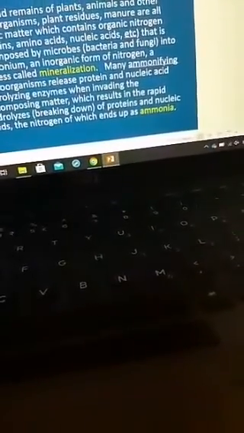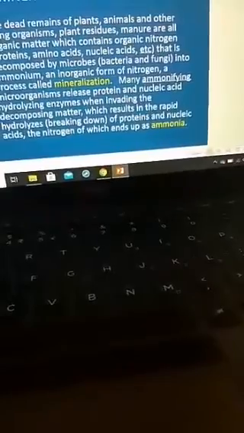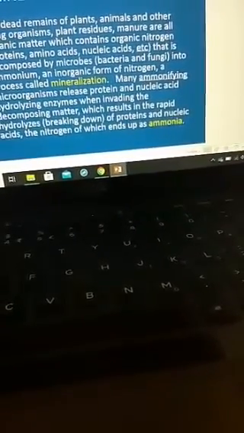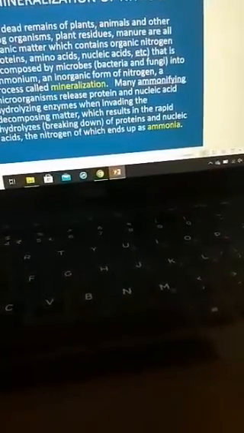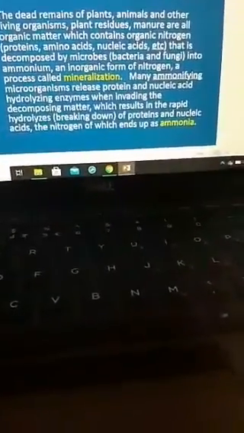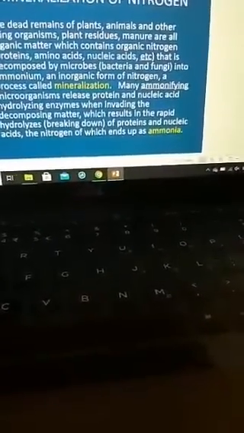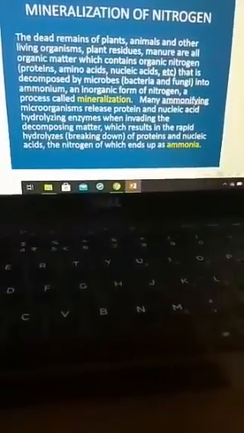And the microorganisms that play a role in releasing the nitrogen in the dead remains of plants and animals and bacteria when decomposition takes place are called ammonifying microorganisms, mostly bacteria. Okay, that is basically what mineralization is: the release of nitrogen, which is in an organic form, when the living organisms die and decompose, released into the soil in an inorganic form instead of an organic form. That is what mineralization is.